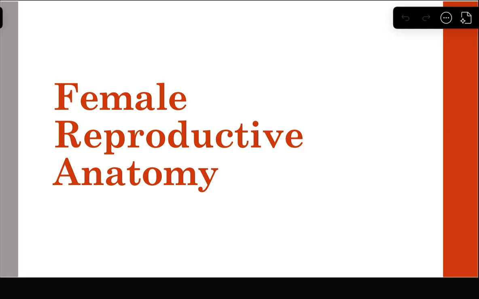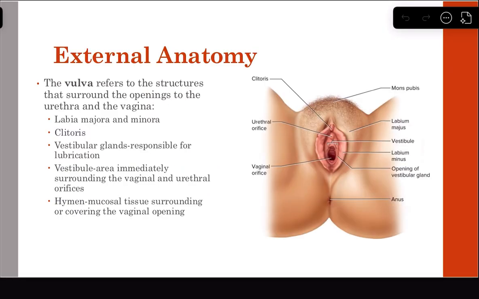Let's start with some more of the external structures, beginning with the vulva, right? So the external genitalia, the vulva, this is another word or nomenclature that we can use to kind of just describe the overall structures that surround the opening to the urethra and the vagina. So these are going to be your more external genitalia.